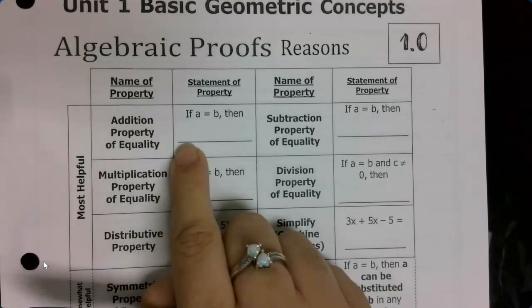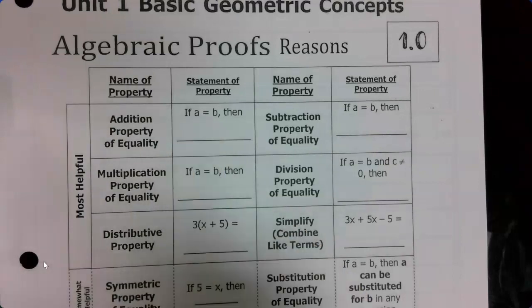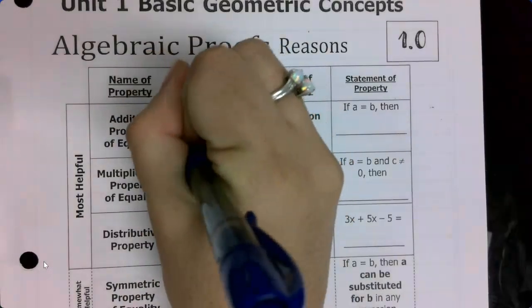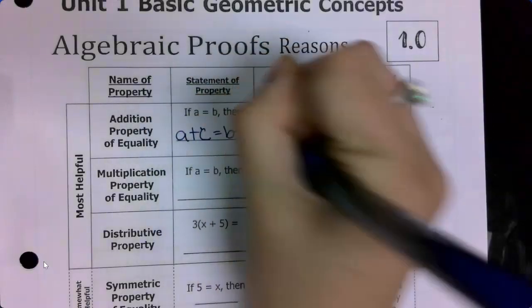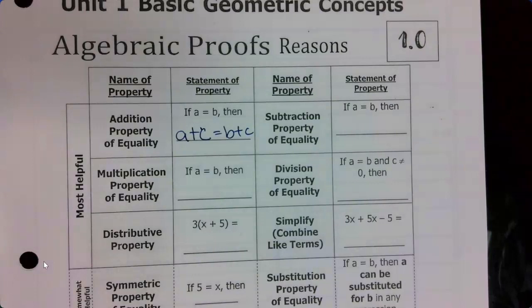I have my addition property of equality. So if I have A equals B, then I can add a number to both of them. So if I have A plus C, then it should equal B plus C.